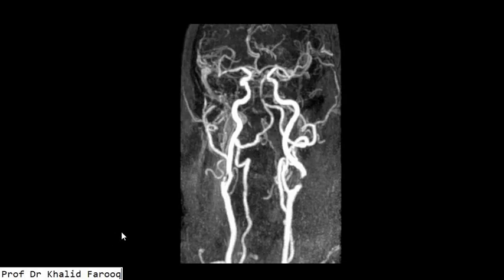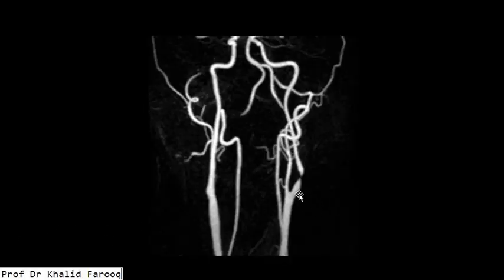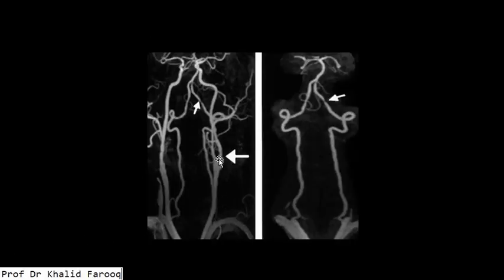Another example, we can see very tight stenosis noted in proximal portion of the left internal carotid artery. Another example, we can see focal stenosis noted in proximal portion of the left internal carotid artery and mid portion of the left vertebral artery. This is a magnified view. We can see vertebral artery with stenosis in this region.